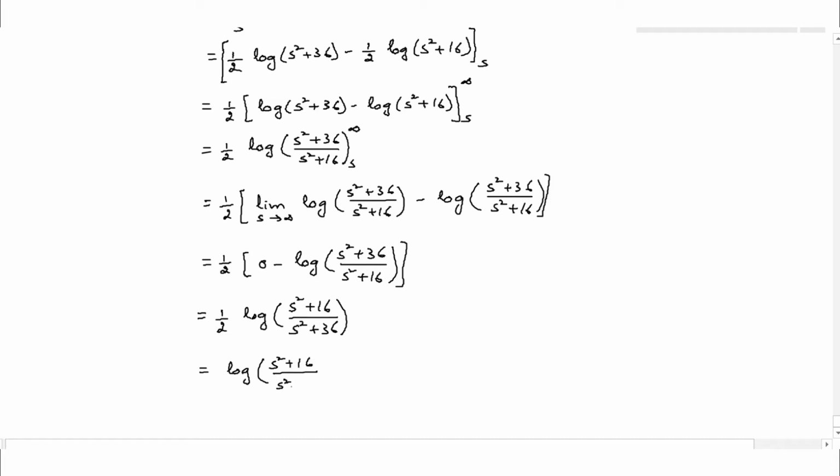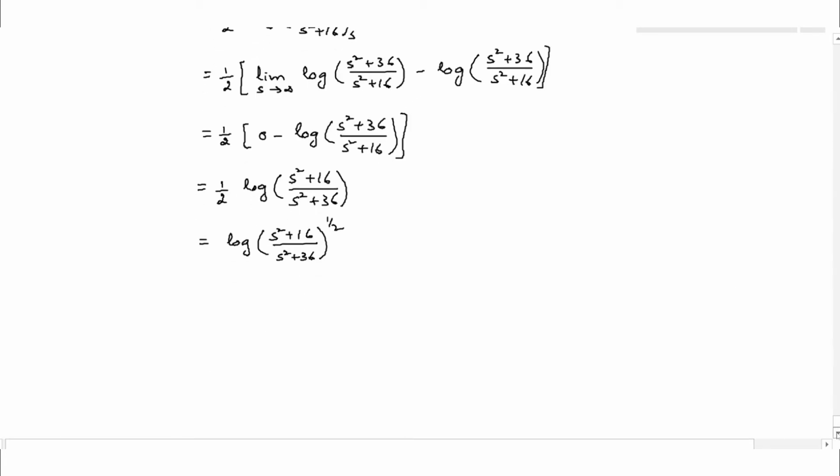That half will become power using the basic properties of logarithm. It is in the form of log m power of n form. But power half represents square root. Therefore, I can write in the form of square root, log of square root of s square plus 16 whole divided by s square plus 36. On the left hand side, you have Laplace transform of cos 60 minus cos 40 whole divided by t.